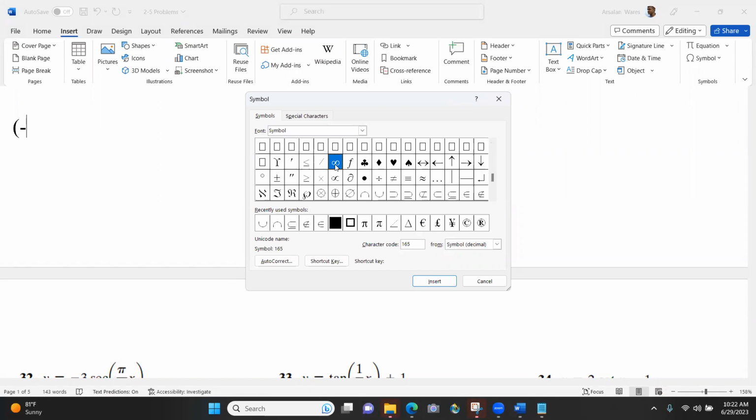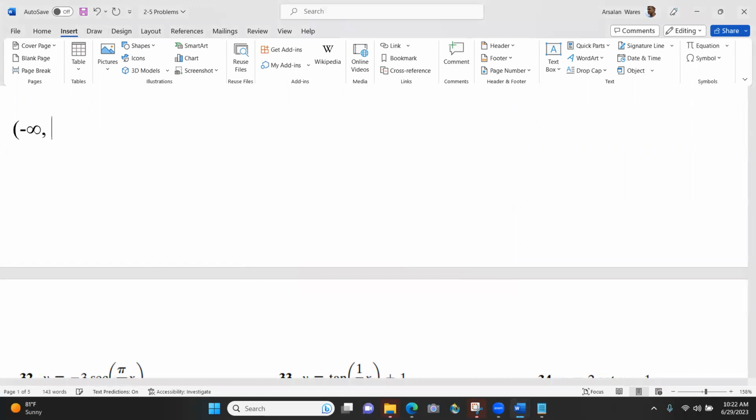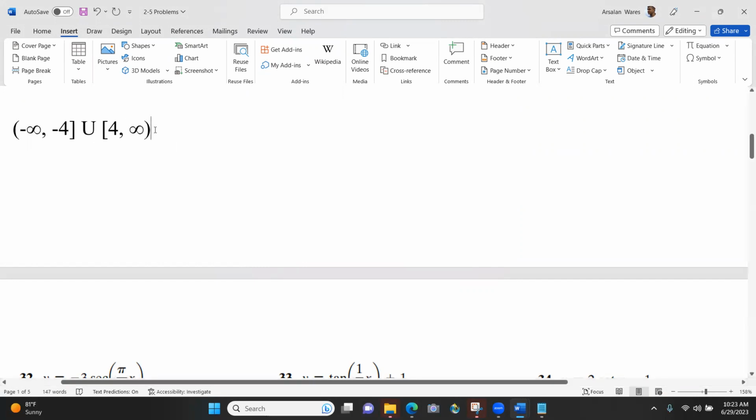Negative infinity, comma, negative 4, square bracket, union, then 4, comma, infinity. That's the range. And yes, you have to put this kind of bracket on the right-hand side.